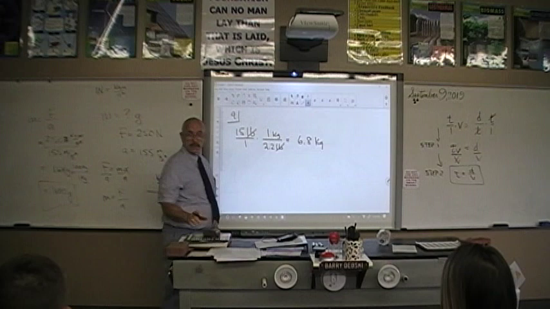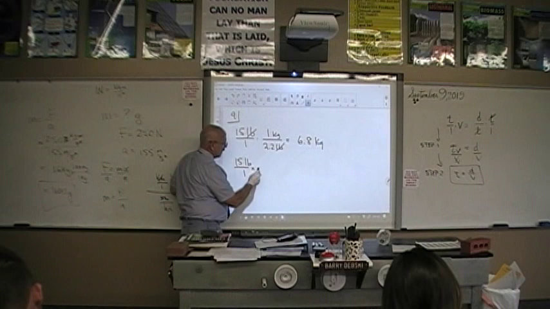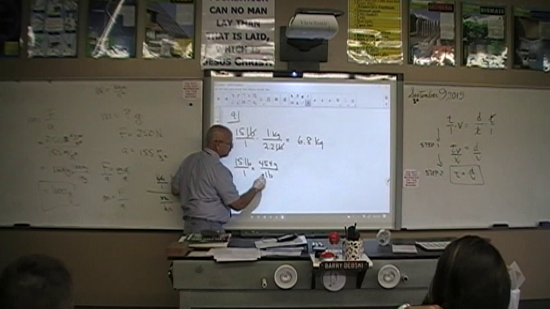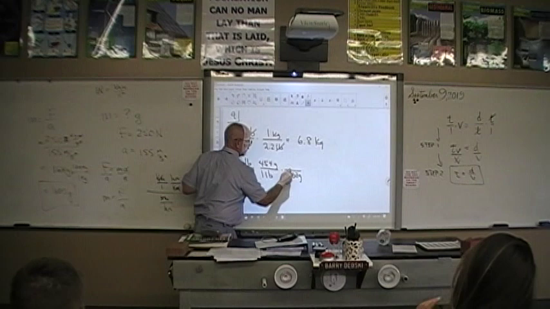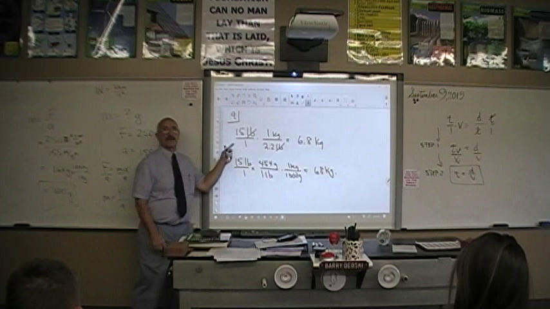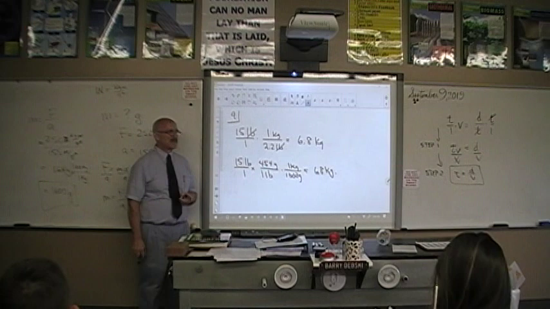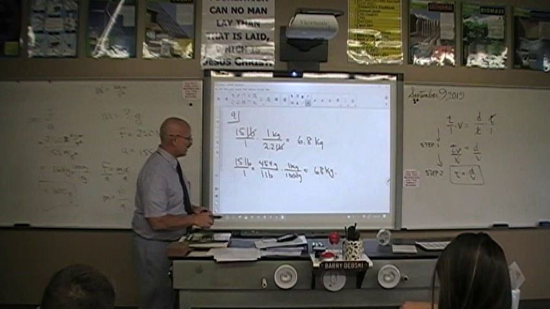You could also do it by going through the grams. This is the way I try to do it. I never memorized this 2.2, so I'd always go 454 grams per pound, and then 1,000 grams per kilogram. Going to get the same answer, 6.8. If you're really insane, you can change it to ounces by multiplying by 16. And there was a problem in the book we did the other day that had a conversion from ounces to milliliters. No, that wouldn't work. Okay. All right, cool. That was 1 through 9, right?